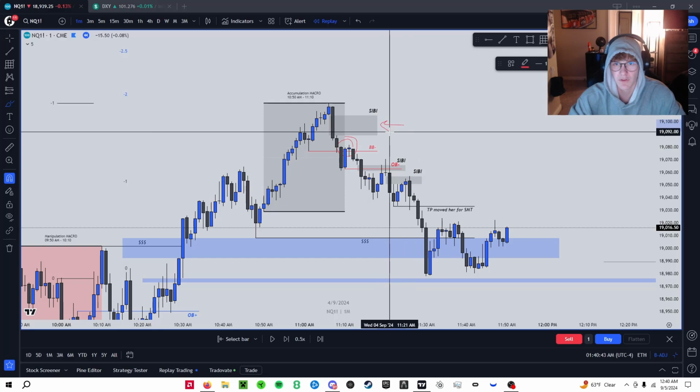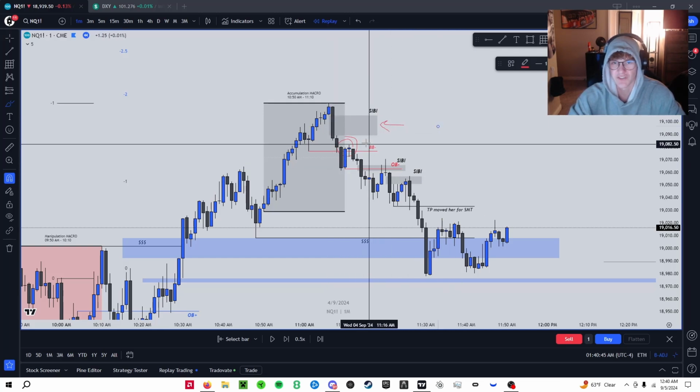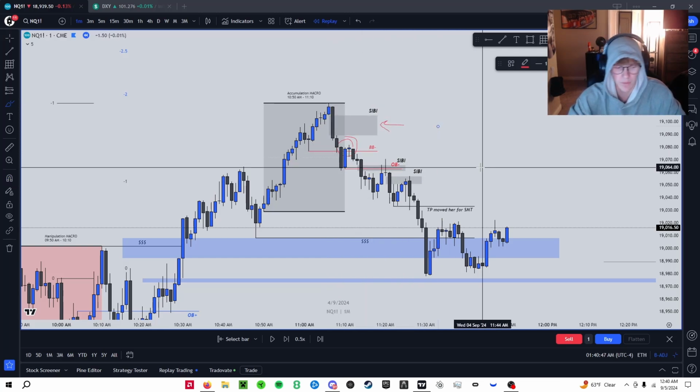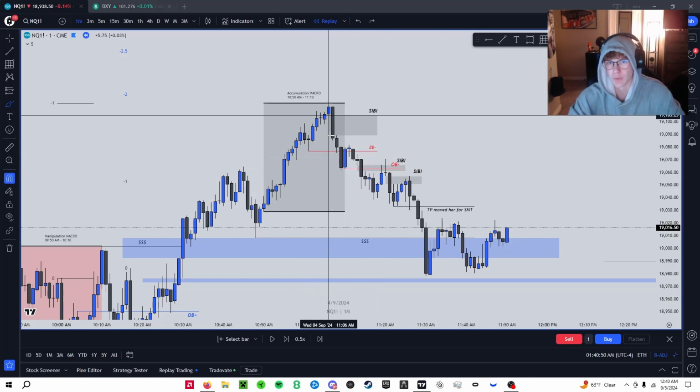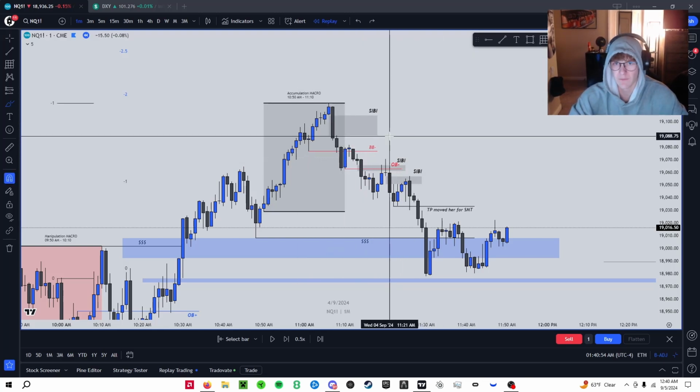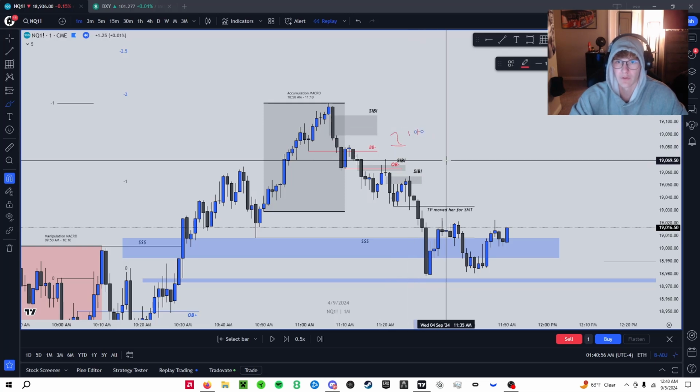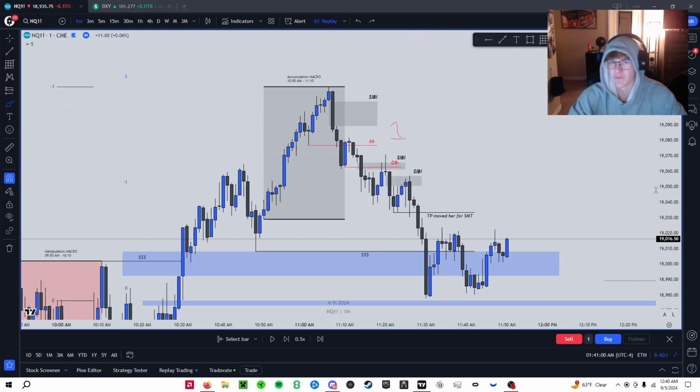We didn't come up into the SIBI right here, which is okay, because if we're retesting this breaker, I'm okay with leaving this fair value gap unfilled. This is just showing super heavy displacement down. That was my first confirmation right here that we were going to go lower. So I was looking for a secondary entry of some sort.